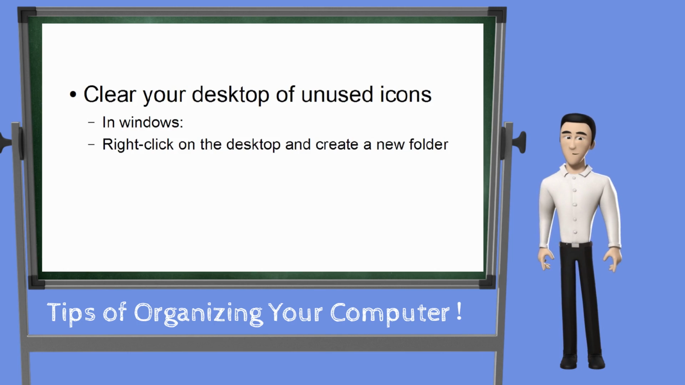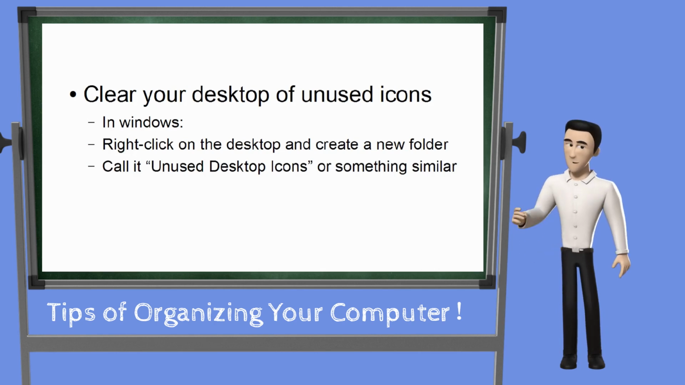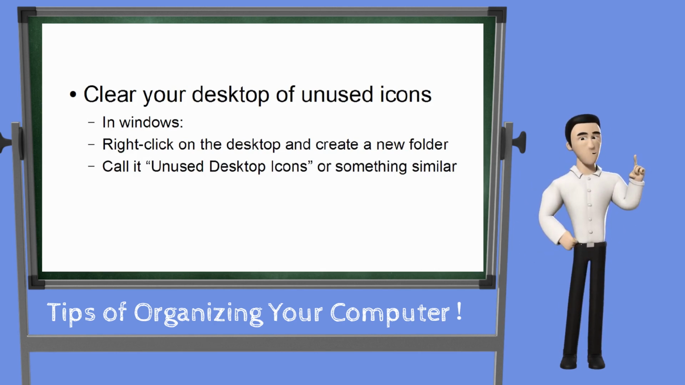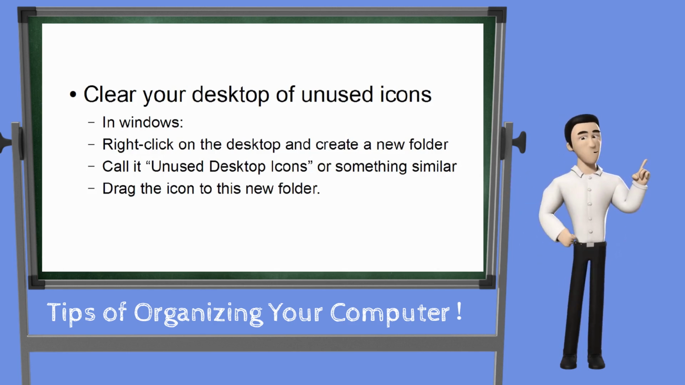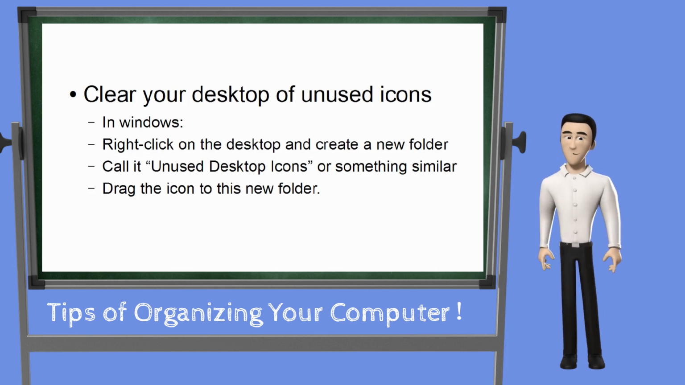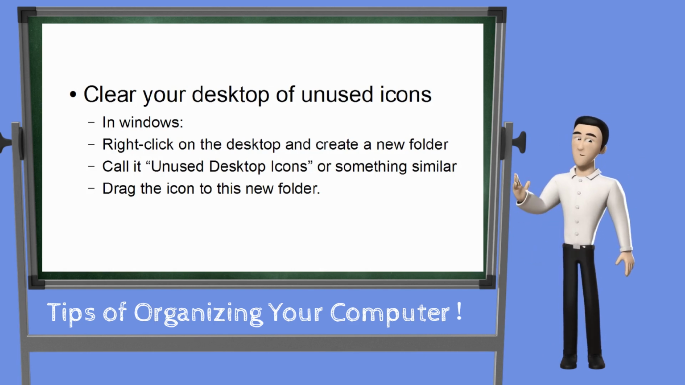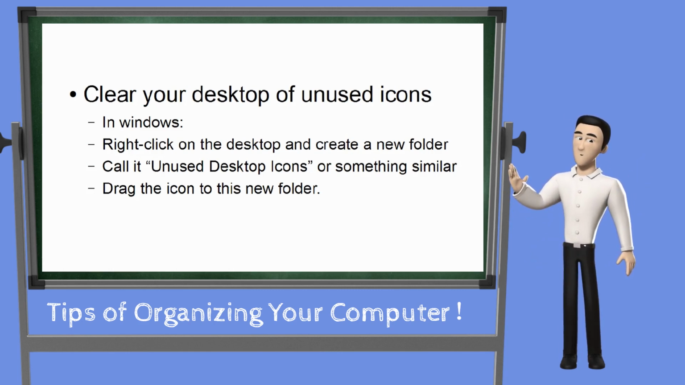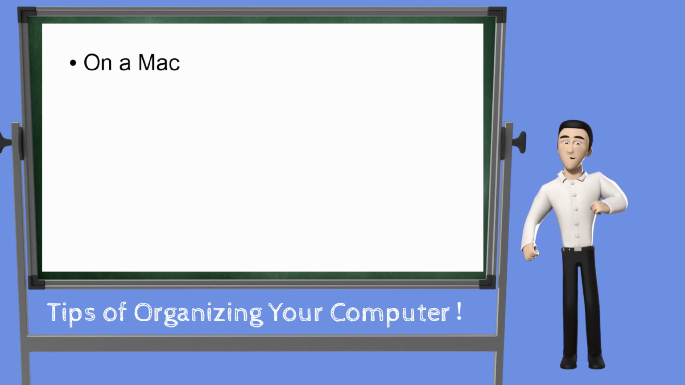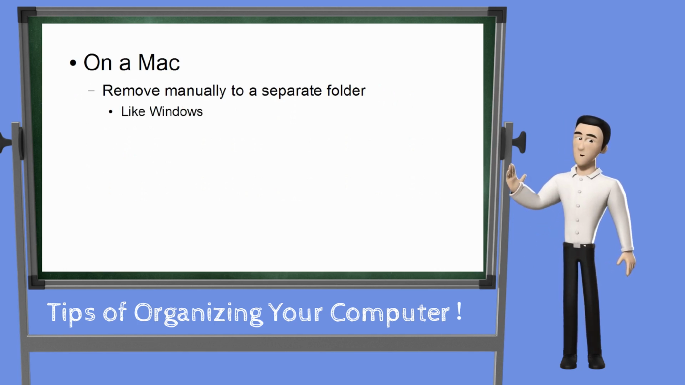What you have to do is right click on the desktop to create a new folder, and you can call it unused desktop icons or something similar. And then just simply drag the icon to this new folder. And when you do need to refer back to that particular program, you can go to the unused desktop icons folder and use it. But if it's one that you don't use very often, chances are that you'll have little cause to do that. And then all you have left on your desktop are the icons for programs that you use regularly.